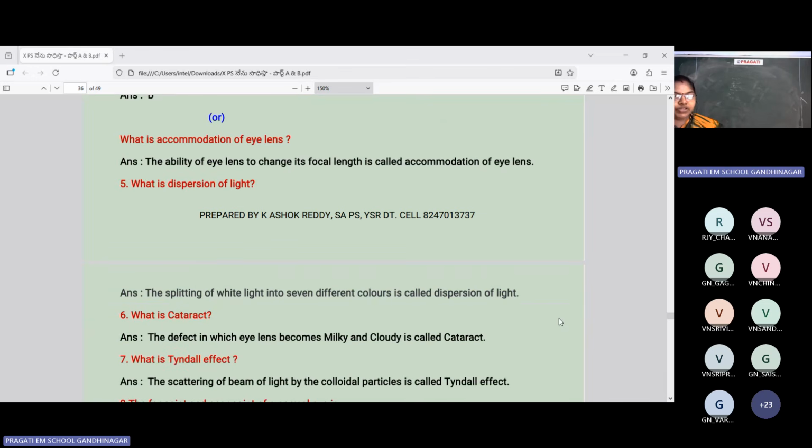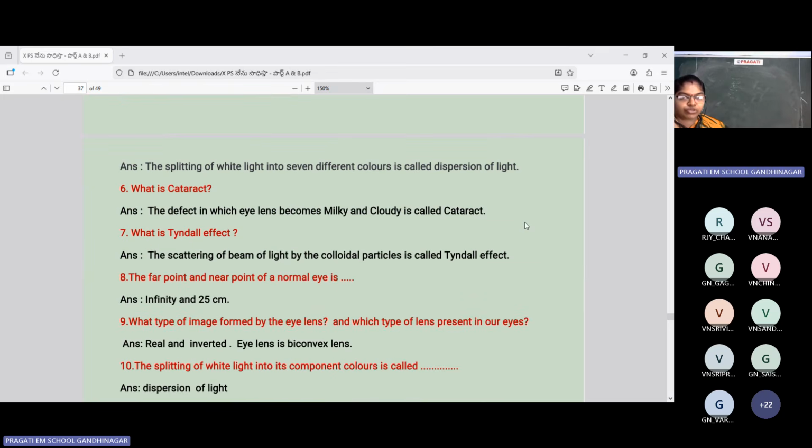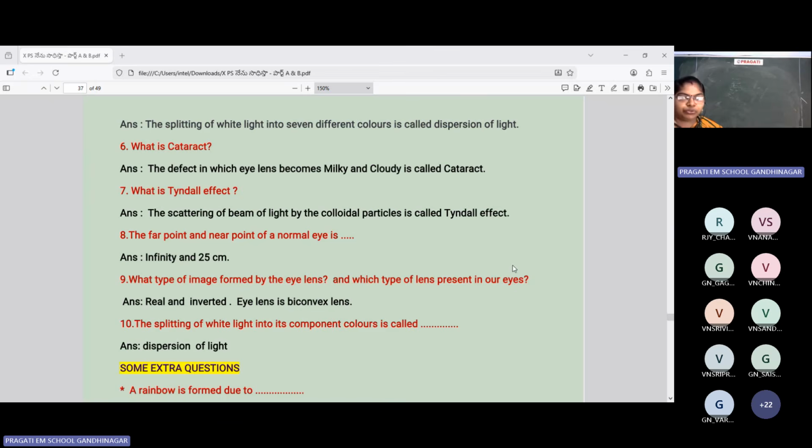What is meant by accommodation? This is a very important 1 mark question. The ability of the eye lens to change its focal length is called accommodation. Next, what is meant by dispersion? The splitting of white light into different colors is called dispersion of light. This was discovered by the famous scientist called the father of physics, Sir Isaac Newton.